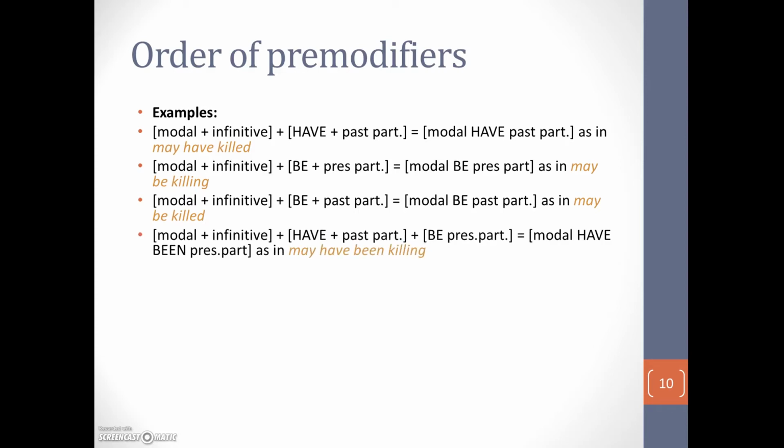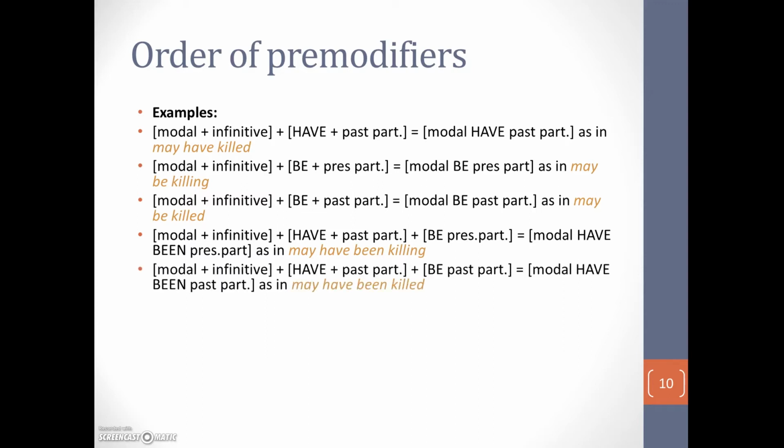All right, we can obviously have more. We can have the modal, have as the past participle, be plus present participle, and we get may have been killing. Yeah, or we can have a different form of be here. We can obviously also leave the modals out completely.